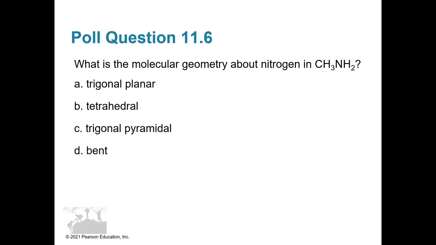Let's test your understanding now. We have CH3NH2. What is the molecular geometry about the nitrogen? So pause the video, draw out the Lewis structure, and count the electron groups associated with nitrogen. And when you're ready for the answer, click play.